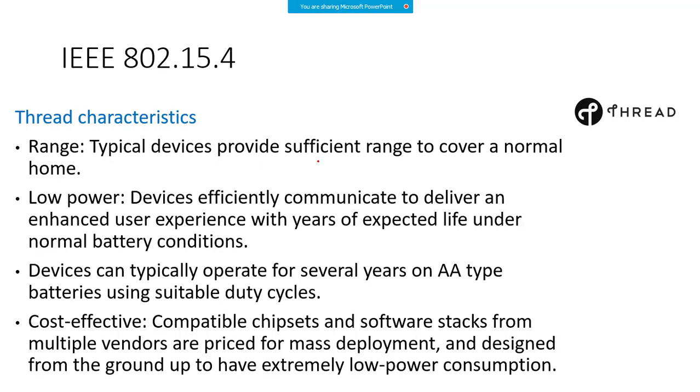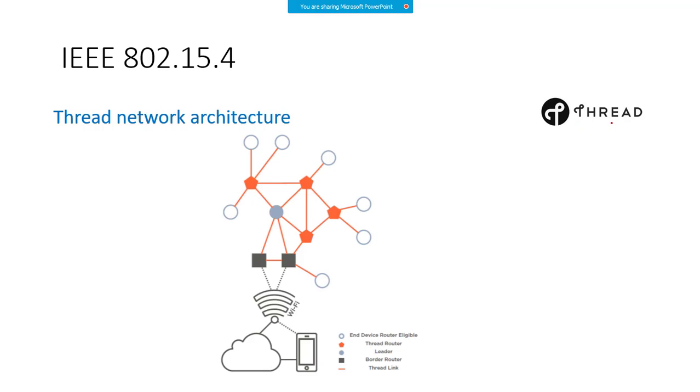Typical devices provide sufficient range to cover a normal home. Low power devices efficiently communicate to deliver an enhanced user experience with years of expected life. Years of, very important, under normal battery conditions. Devices can typically operate for several years on AA type batteries using suitable duty cycles. It's very cost effective: compatible chipsets and software stacks from multiple vendors are priced for mass deployment and designed from the ground up for extremely low power consumption. A lot of vendors manufacture this protocol stack on a chip.